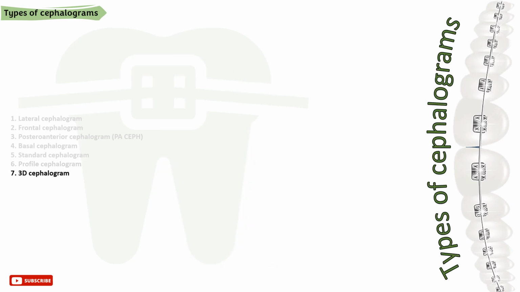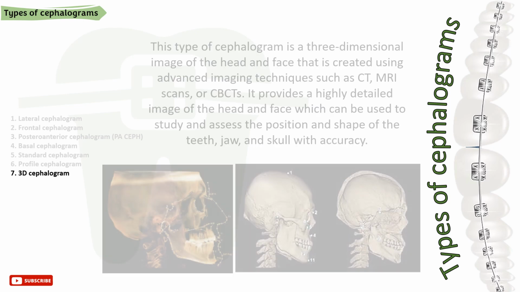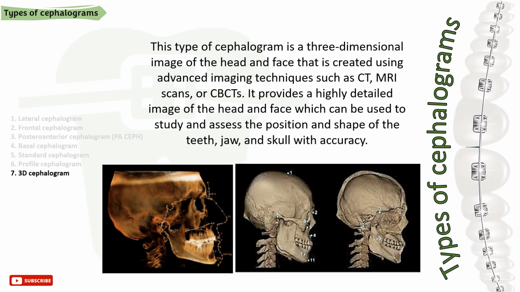Number 7, 3D cephalogram. This type of cephalogram is a three-dimensional image of the head and face that is created using advanced imaging techniques such as CT, MRI, or CBCTs. It provides a highly detailed image of the head and face, which can be used to study and assess the position and shape of the teeth, jaw, and skull with accuracy. 3D cephalograms are often used for planning orthodontic surgeries as they provide detailed information about the patient's dental and skeletal anatomy.